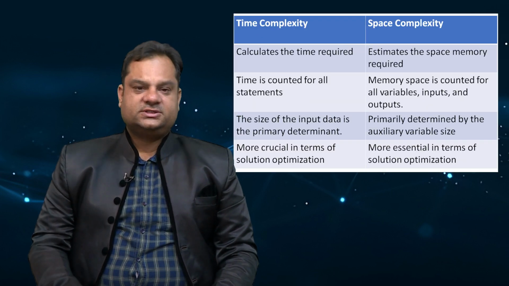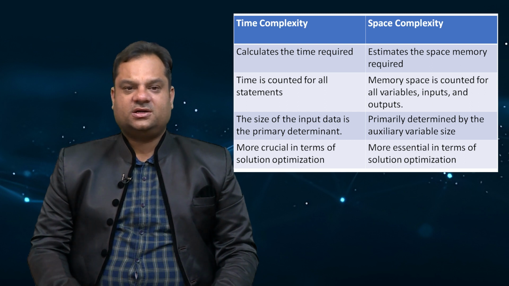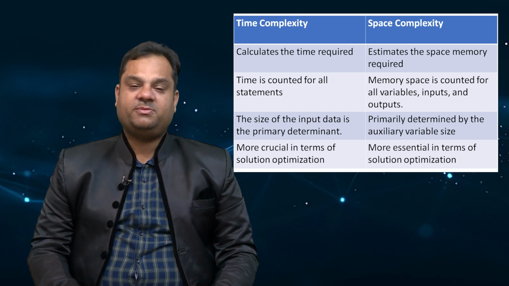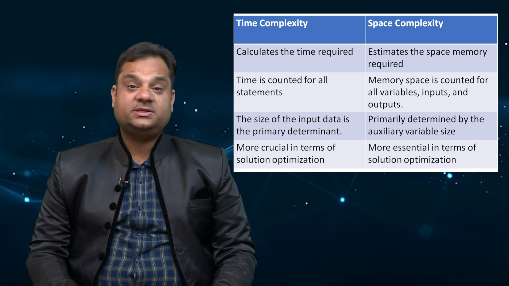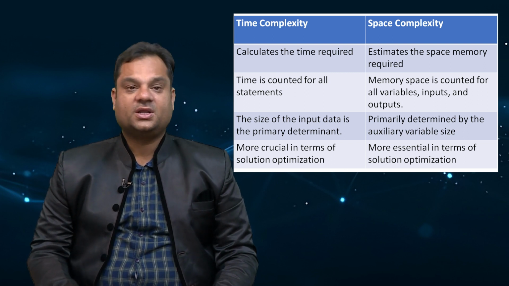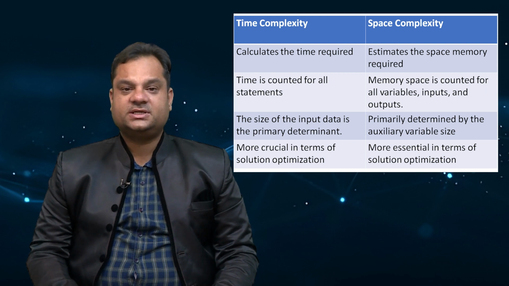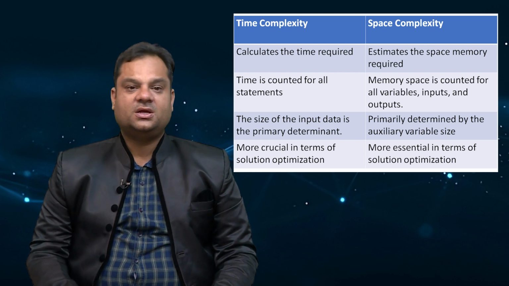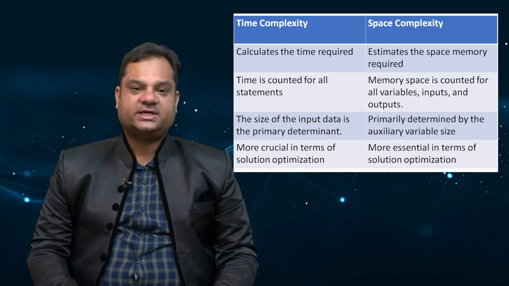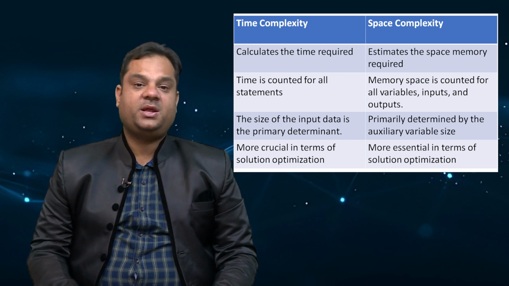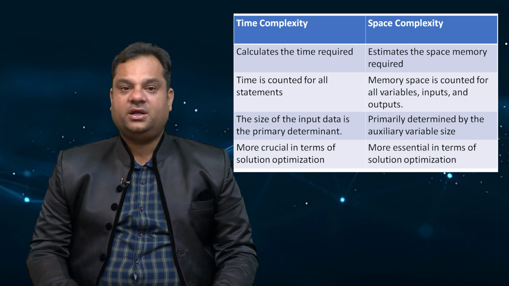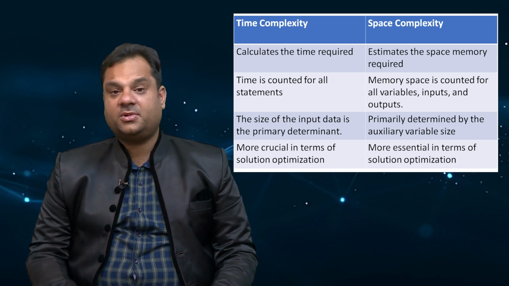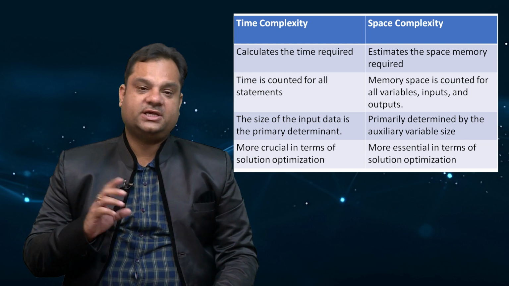Let's understand the differences between time and space complexity. Time complexity calculates the time required. Space complexity estimates the memory space required. In time complexity, time is counted for all statements. In space complexity, memory space is counted for all variables, inputs and outputs. In time complexity, the size of the input data is the primary determinant. In space complexity, it is primarily determined by the auxiliary variable size.